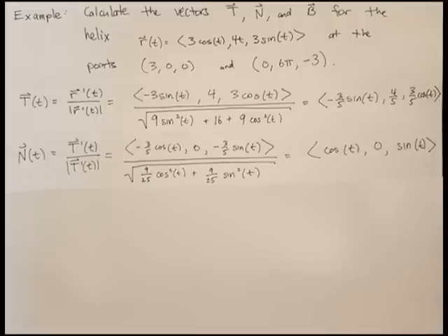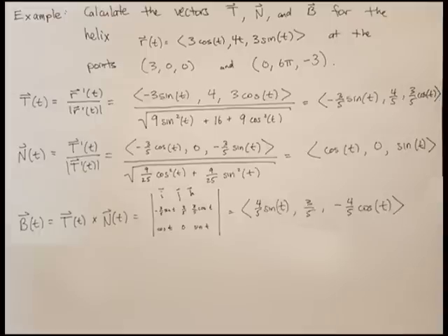The unit normal vector is then obtained by taking the derivative of the unit tangent vector and dividing it by its length. Keep in mind that the derivative of a unit vector is not always a unit vector. We do need to divide by the length again. And the unit binormal vector is then just the cross product of the unit tangent and the unit normal vectors.